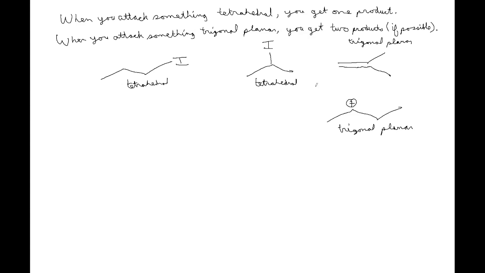Okay, so if we did a reaction that attacked this carbon, we would probably get 2 products. Or at least we could possibly get 2 products. Maybe I should draw it like this. So we could possibly get 2 products. Or if we attacked this carbon, we could get 2 products. But if we attack this carbon or this carbon, we're only going to get 1 product. Okay, so that'll be an important rule for us.